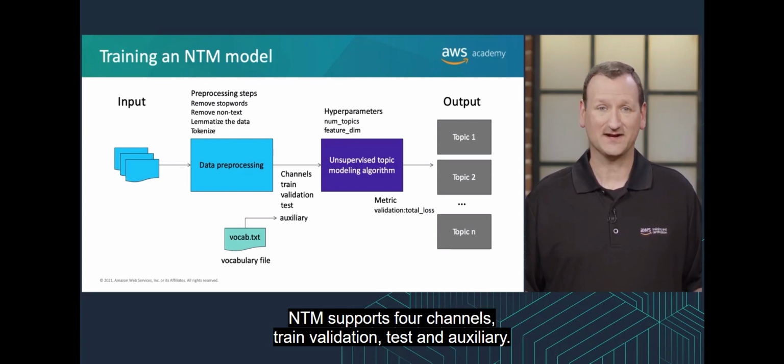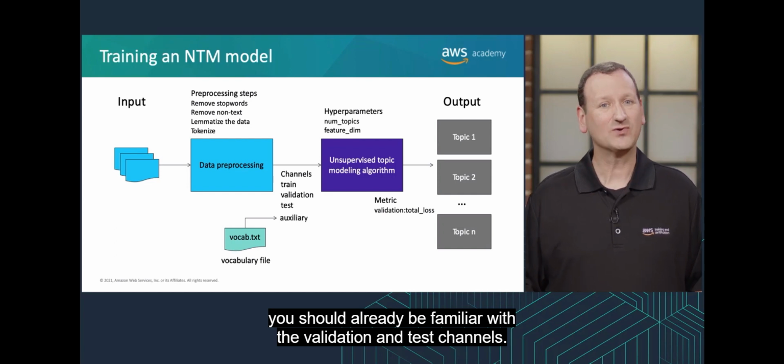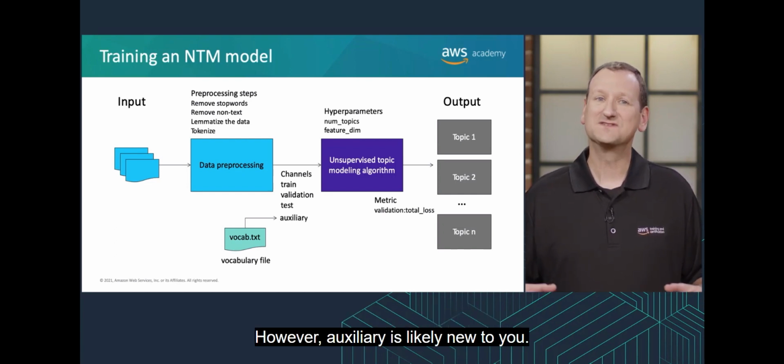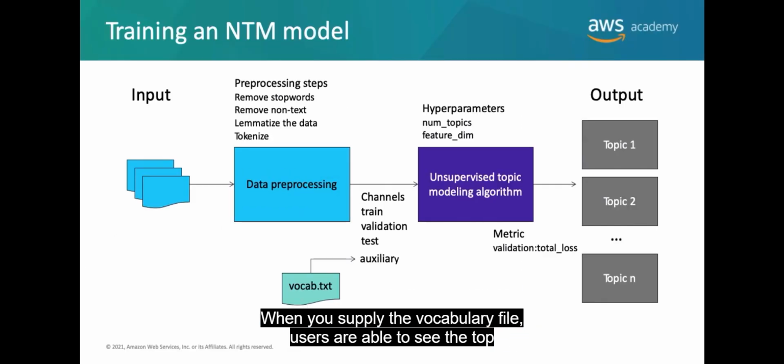NTM supports 4 channels: train, validation, test, and auxiliary. Train is the only required channel, and you should already be familiar with the validation and test channels. However, auxiliary is likely new to you. The auxiliary channel is used to supply a text file that contains vocabulary. When you supply the vocabulary file, users are able to see the top words in each topic instead of only the integer IDs. This is similar to the output from Amazon Comprehend.